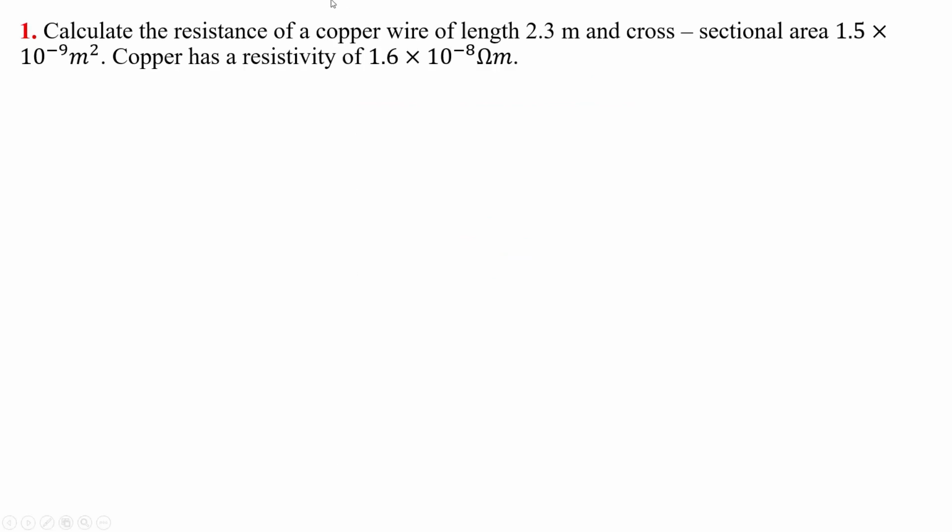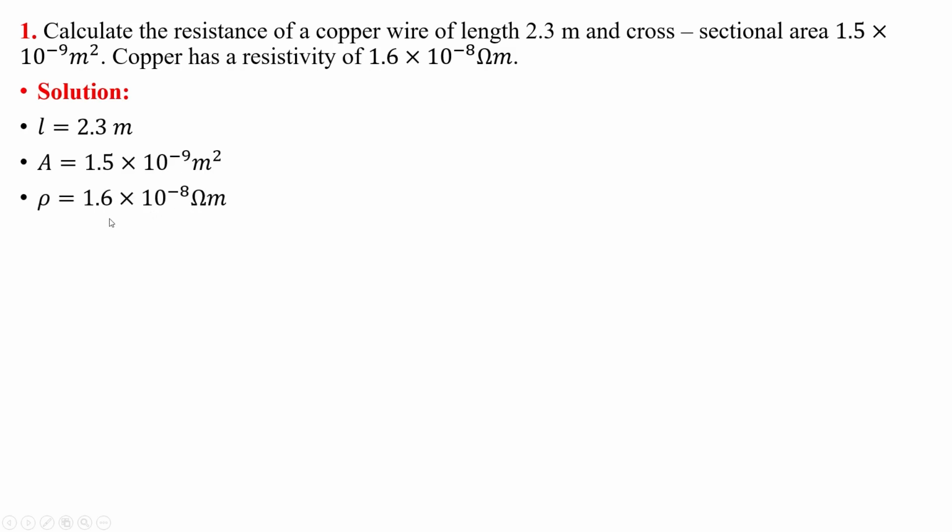So let's do a question related to resistivity. Calculate the resistance of a copper wire of length 2.3 meter and cross-sectional area of 1.5 into 10 raised to the power minus 9 meter square. Copper has a resistivity of 1.6 into 10 raised to the power minus 8 ohm meter. So the length is given, that is 2.3 meter. The area is 1.5 into 10 raised to the power minus 9 meter square.